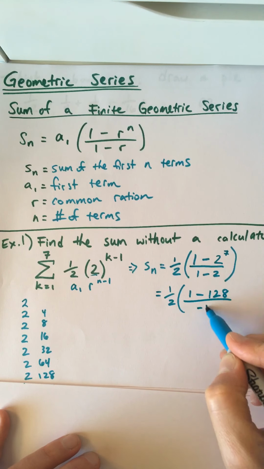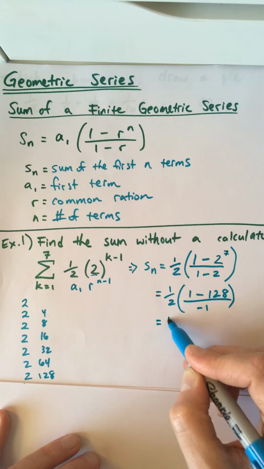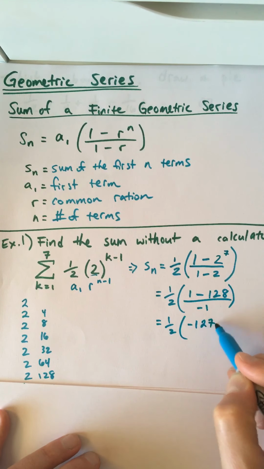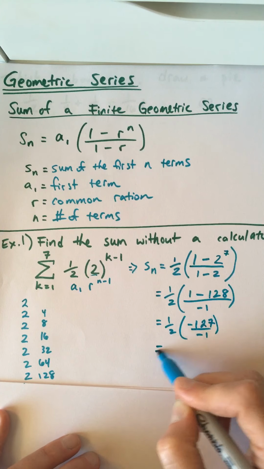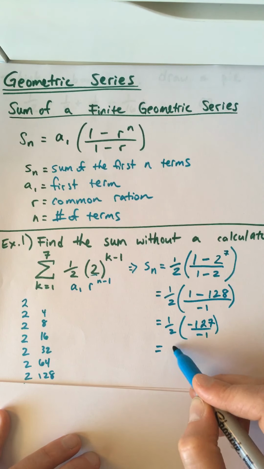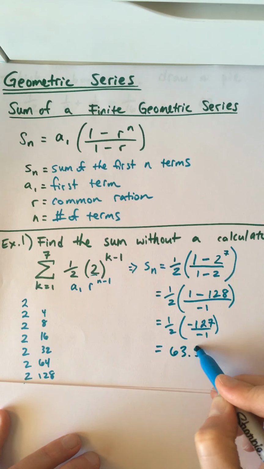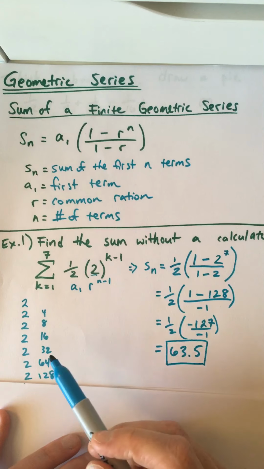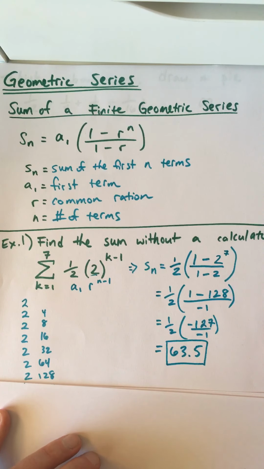1 minus 2 is negative 1. Simplifying again, 1 minus 128 would be negative 127 divided by negative 1. Well, this becomes positive 127, and a half of 127 is 63.5. And that's the value of our sum.